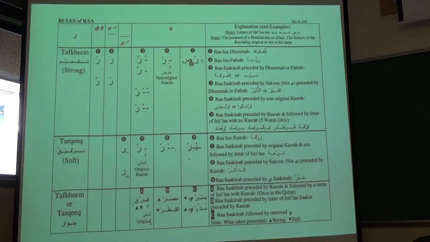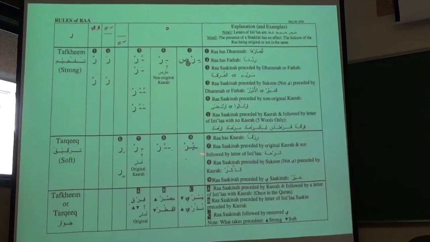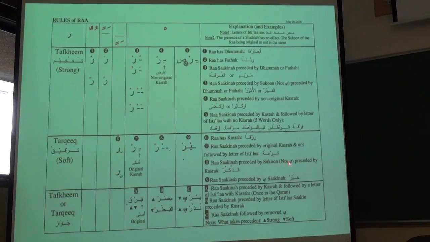All right. Number 8, we have a ra sakina. And the first line here, the black line, means a letter. And the second line means another letter. So we have ra sakina preceded by sukun. That means a letter with the sukun, preceded by another letter with the kasra. So here it says ra sakina preceded by sukun, not a ya, preceded by a kasra. And the example here is al-dhikr. So in the word al-dhikr we have ra sakina, and before it there's a kaf with the sukun, and before that there is a dhal with the kasra. So al-dhikr.